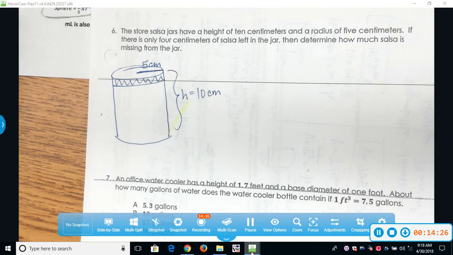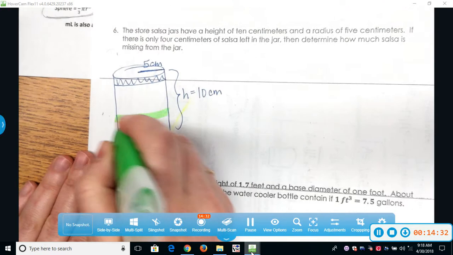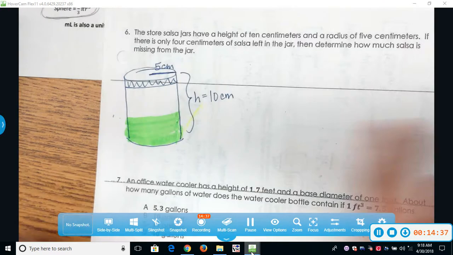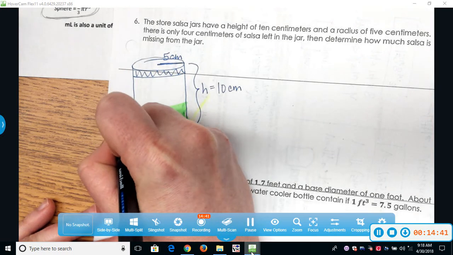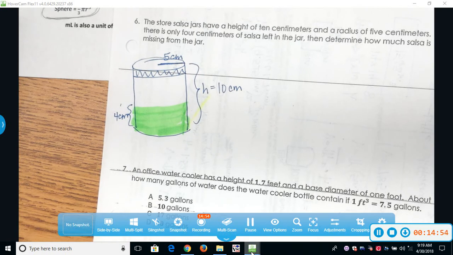Uh-oh. All right, I don't have red, so we're going with salsa verde. There's 4 centimeters of salsa left. This is on the back of the penny. Do you have it? It might look a little different. Flip on the back of that, or it's number 5. Okay, you got it. Sorry, I think some of you have different pages.